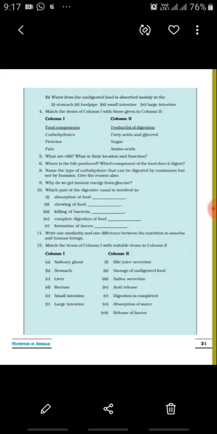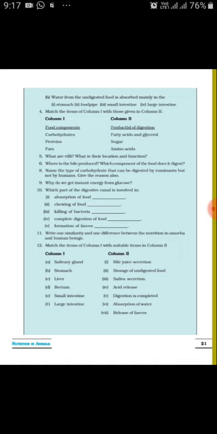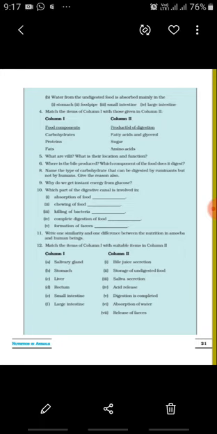Number 8. Why do we get instant energy from glucose? We get instant energy from glucose because glucose is a simpler substance, and by the action of oxygen, glucose is converted into carbon dioxide, water, and energy is released. So from glucose we easily get the energy. You have to explain it.